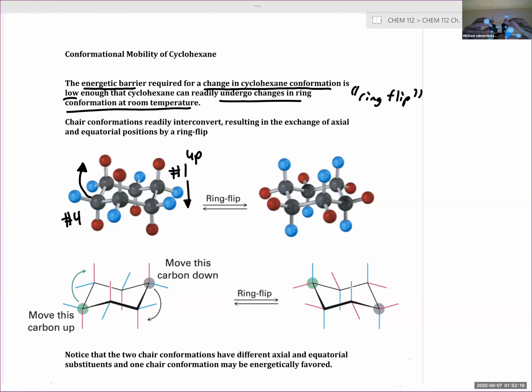So just to show that one more time, I'm going to bring my blue carbon up and my yellow carbon down. And I'm going to put a functionality on so you can see what happens. So let's pay really close attention to our yellow carbon. Our yellow carbon has an axial substituent, and our yellow carbon is pointing up. I'm going to bring my blue carbon up and my yellow carbon down.